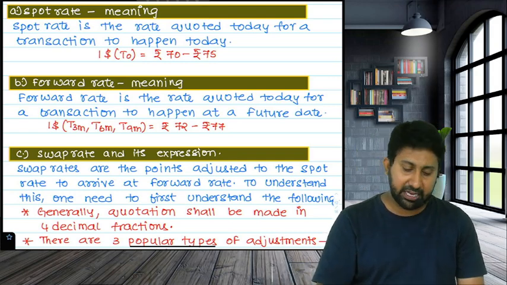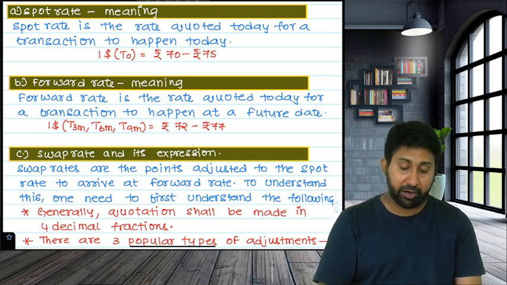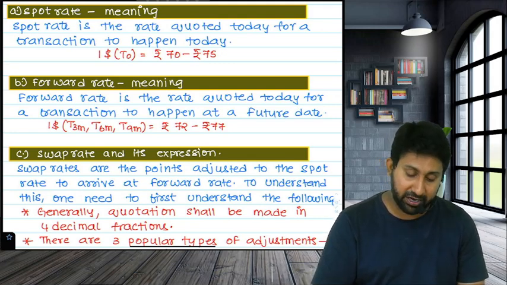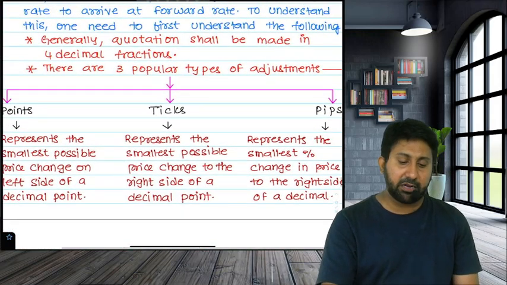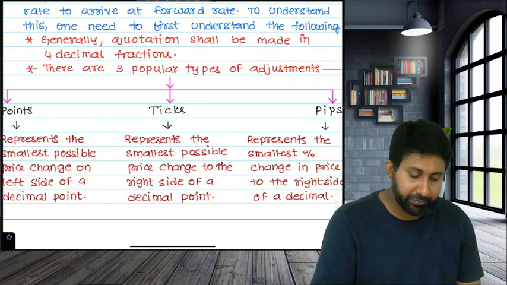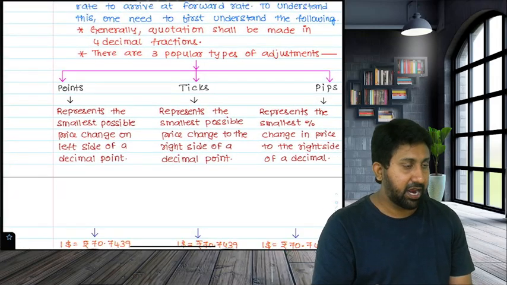Swap rate and its expression. Swap points are adjusted to the spot rate to arrive at a forward rate. To understand this, one needs to first understand the following. Generally, quotation shall be made in 4 decimal fractions. There are 3 popular types of adjustments: points, ticks, and pips.